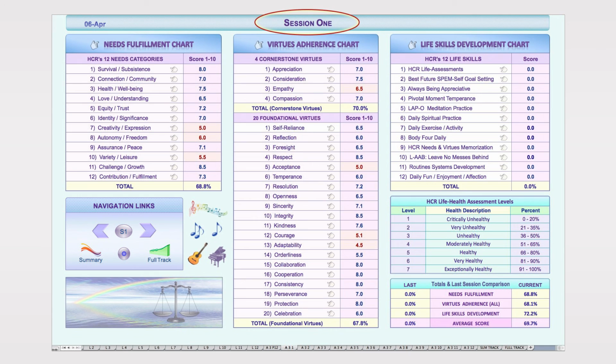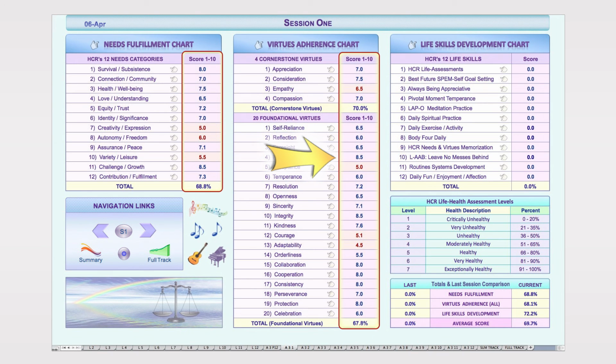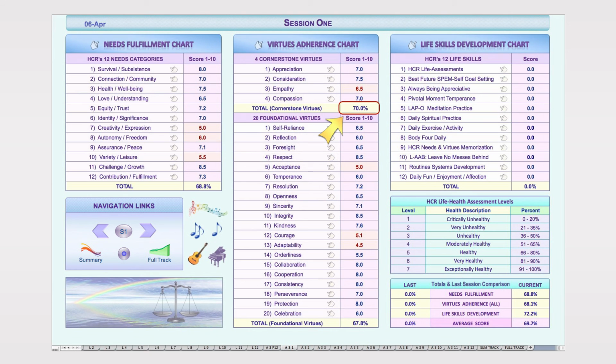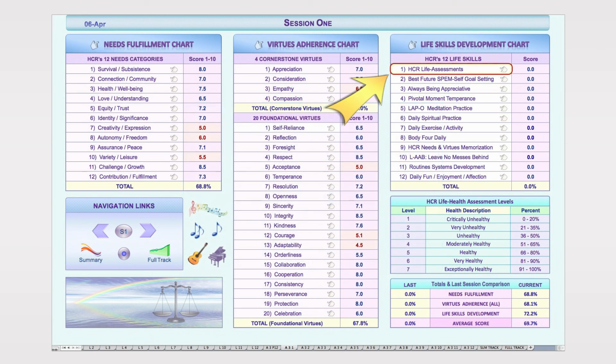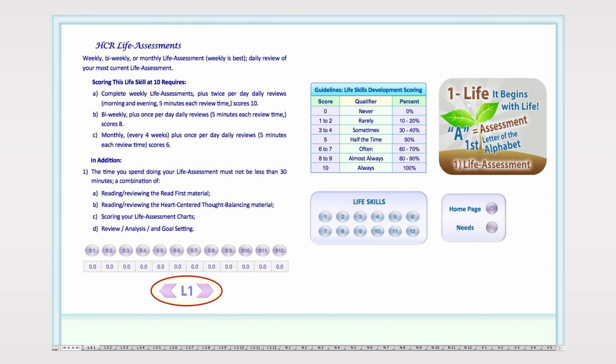We are back on the Session 1 page where we previously looked at how the needs chart scores had automatically populated. And now that all the virtues have been scored, the virtues chart scores are also filled in, with a score of 70% on the cornerstone virtues and 67.8% on the foundational virtues. To begin scoring the life skills, you could go back to the celebration description page by clicking the hand link and pressing the right arrow on that page, or you can go directly to the first life skill by clicking the hand link here beside the first life skill. That link takes us to the L1 page.